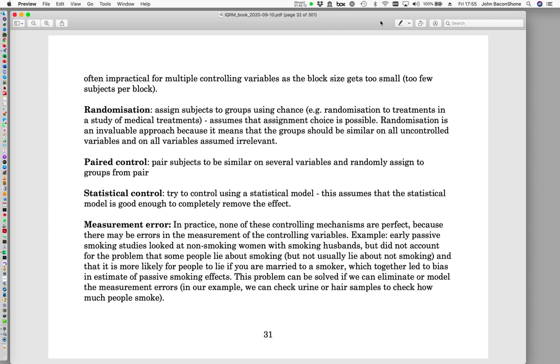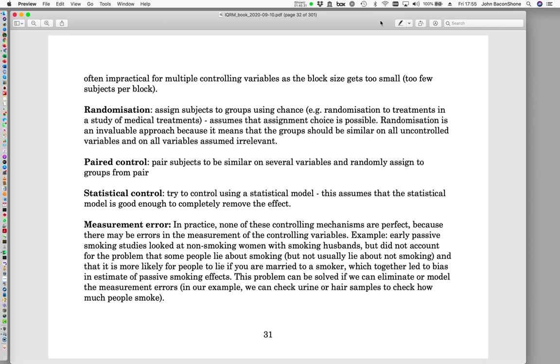We can also sometimes do randomization to remove the effects. So in a medical treatment, we often would randomize to different treatments. So that's allocating subjects to groups using chance. So this assumes that assignment choice is possible.